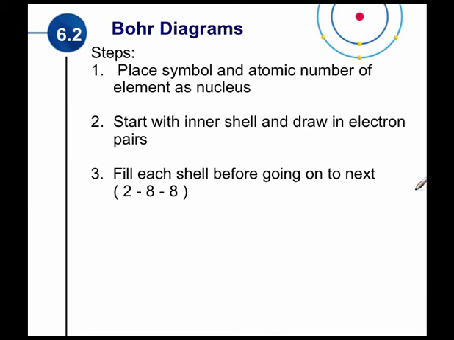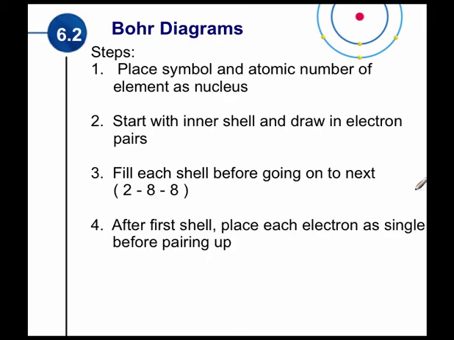The important thing about drawing a Bohr diagram is when we put the electrons in after the first shell, we put the electrons in as singles first before pairing them up. And we're going to do an example to explain what that means. That's the important piece, is that the electrons don't go in as pairs unless they are in the inner shell. Every other shell they go in as singles.